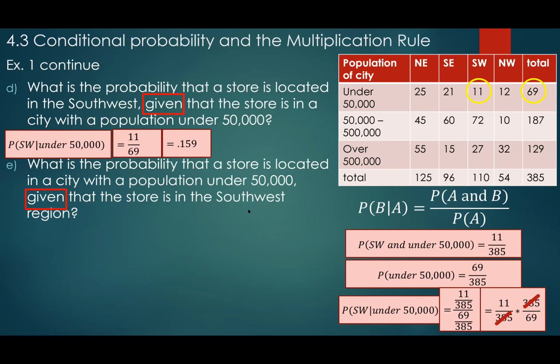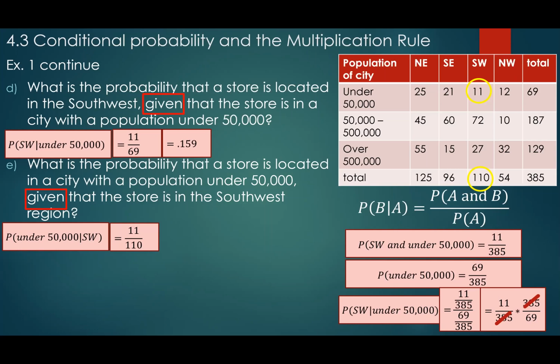We don't care about the under 50,000. We care about the southwest region because that's the first condition we have to meet. What are we extracting out? We need to extract out the 110 stores located in the southwest region. Now, out of this 110, how many are under the population of 50,000? That is 11 over the total.